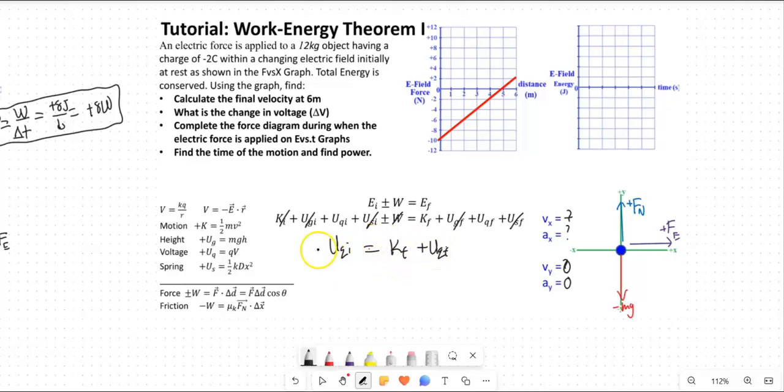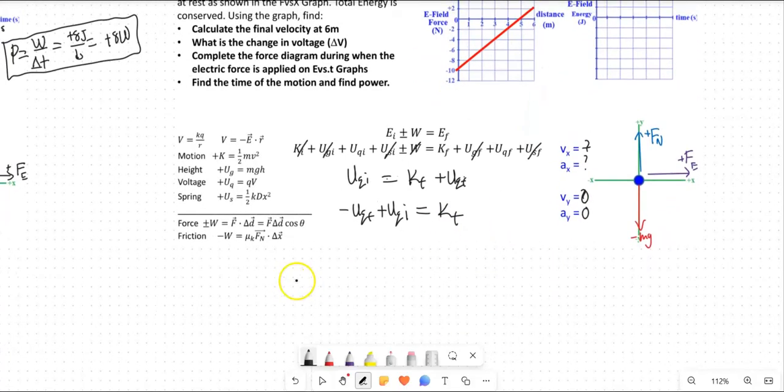I'm going to bring this U sub QF onto the other side. So this negative U sub QF plus U sub QI is equal to the final kinetic energy. Now I'm going to do something off to the side so you can see how I'm about to reason through this. First of all, we'll have to calculate those two numbers, but let's go ahead and do something right here.